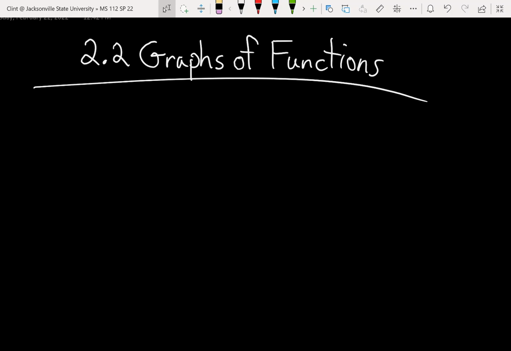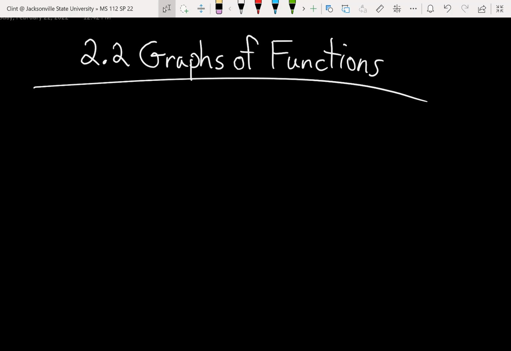So we want to kind of get into some more detail about what the graphs of different functions look like. That's what we're going to do in section 2.2. We've worked with a few graphs already. We've done some linear stuff, and then we talked about graphs a little bit last time. I'm going to get into more details today.